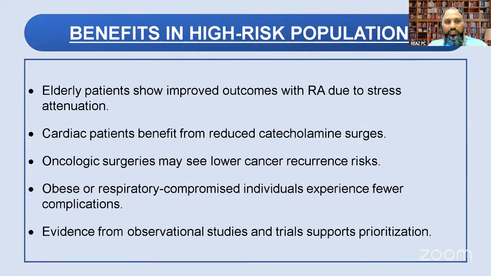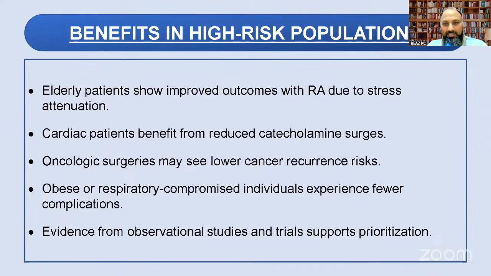In high-risk populations, regional anesthesia shows improved outcomes in elderly patients due to stress attenuation. In cardiac patients, there are reduced catecholamine surges leading to reduced incidence of perioperative myocardial ischemia or infarction or arrhythmias or any other cardiovascular complications.